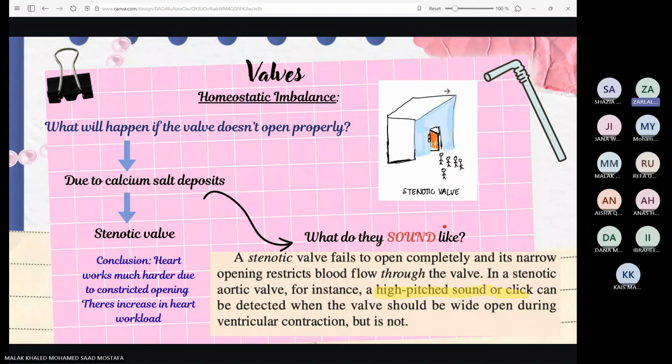And why is it stenotic? Because it has some calcium salt deposits. So the heart has to work much harder because the opening is now very narrow, and it has to work harder to pump the same blood. A stenotic valve will have a high-pitched click sound. This sound is detected when the valve is supposed to be open, but it's not. So next, please.